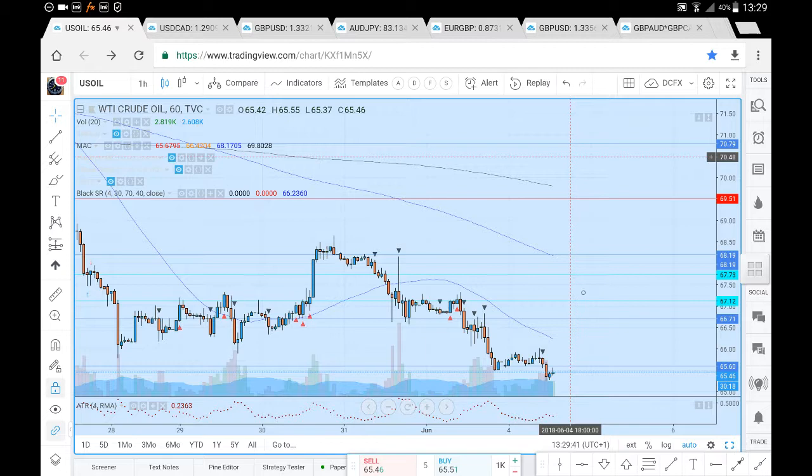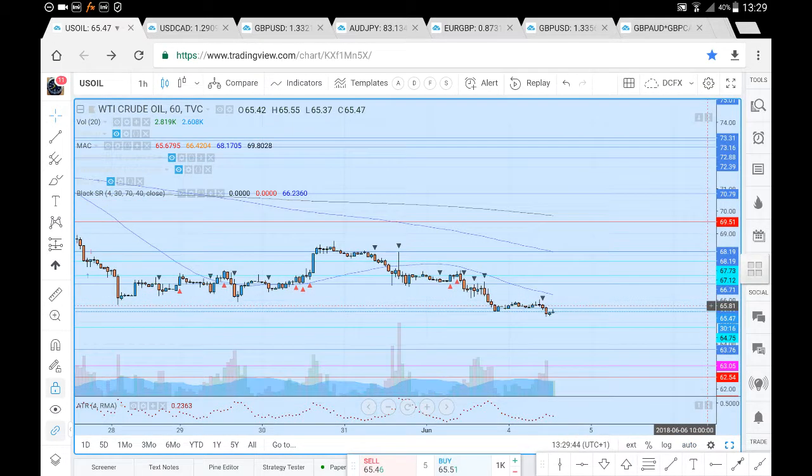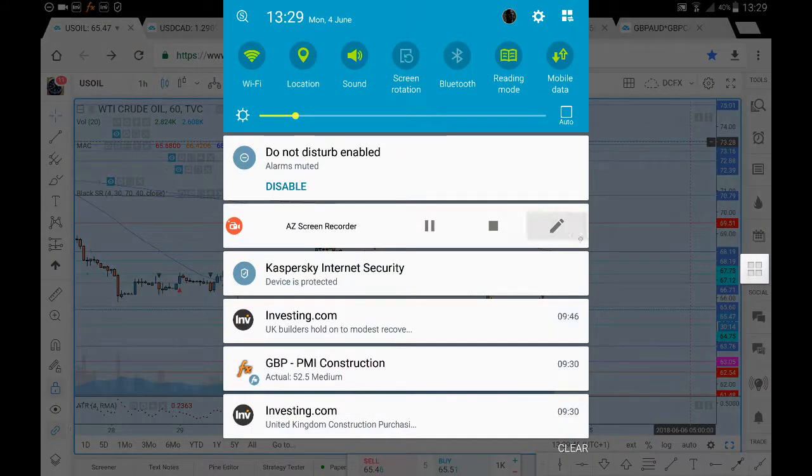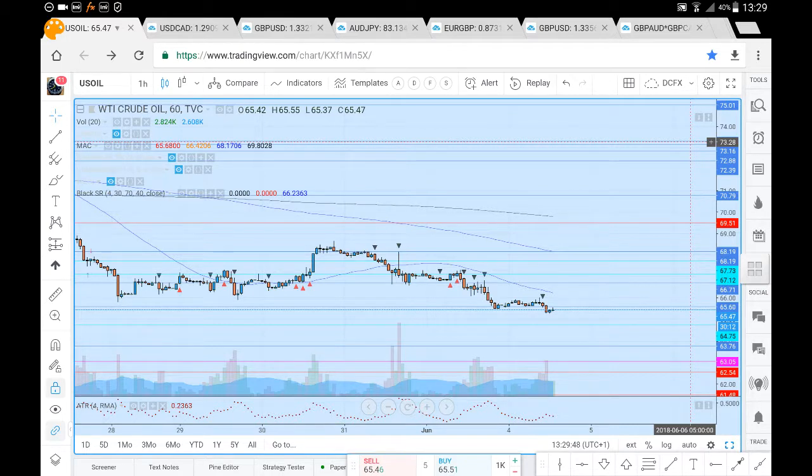So if we do see this continuation to the downside, the levels that we are looking at on US oil would be a move down towards that 64.75, and on a successful break from which we're looking for a move down towards that 63.76. If there is sufficient volatility to the downside, we could see 63.05 come into focus, if we do see the continuation to the downside.